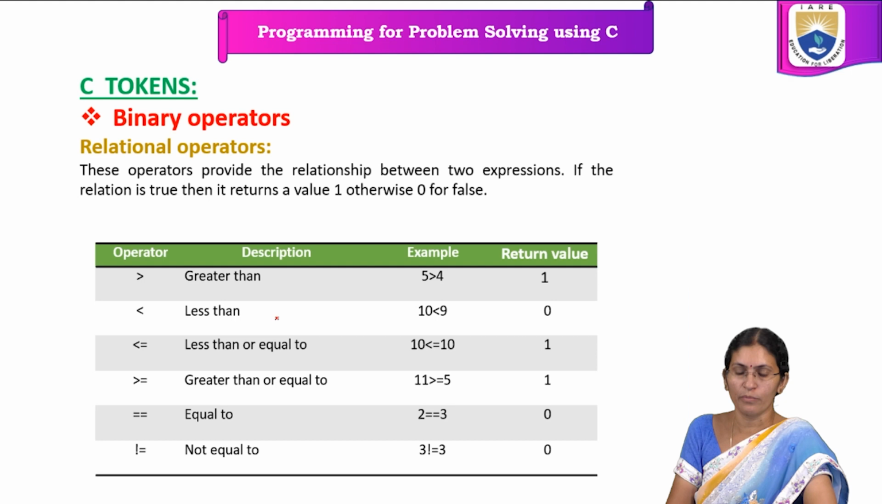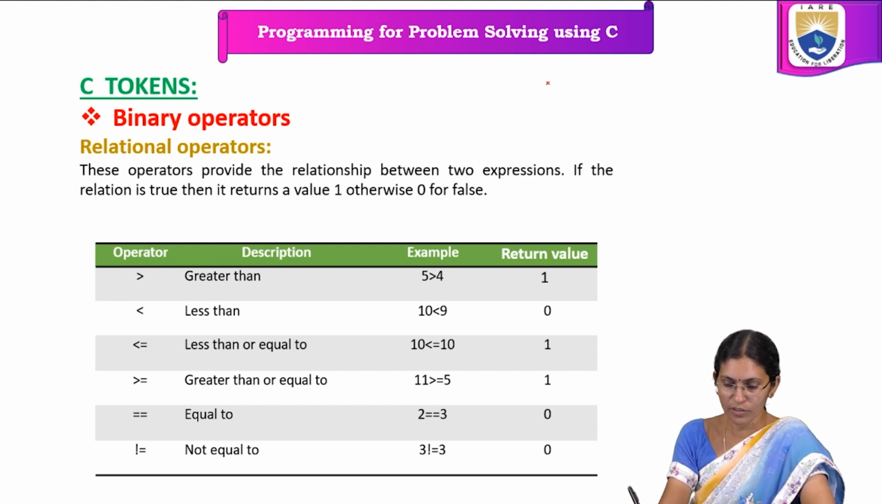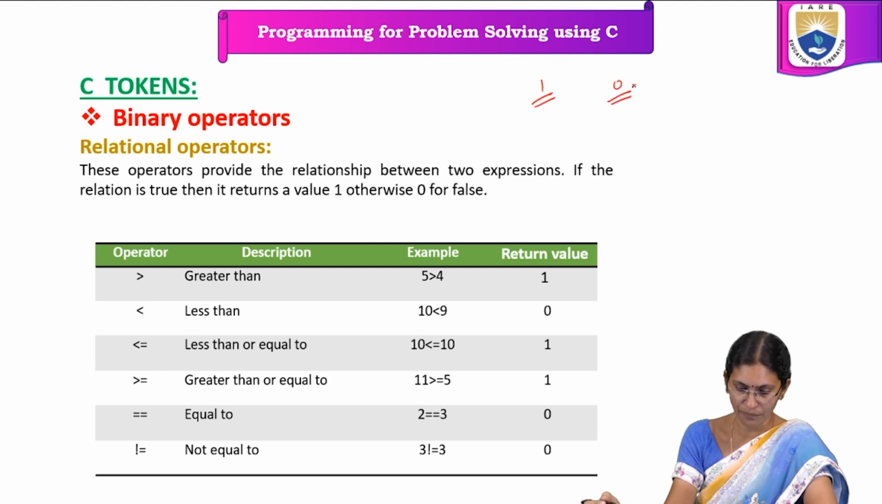Next are relational operators. Here also, relational operators provide a relationship between two expressions. It will return either true or false. If it is true, then we get 1. If it is false, we get 0. So these are the different operators which are available in relational operators: greater than, less than or equal to, greater than or equal to, equal to, and not equal to.